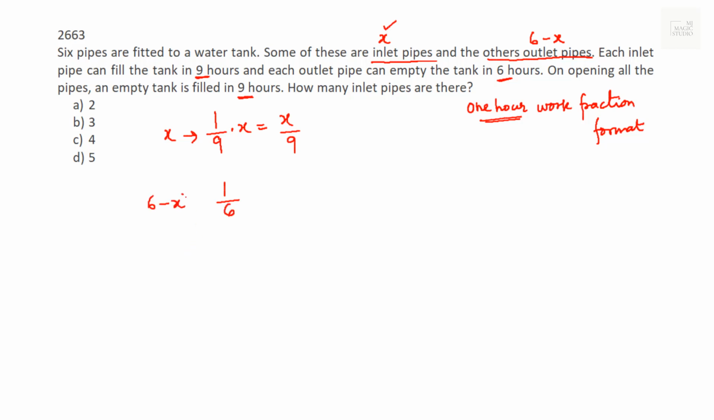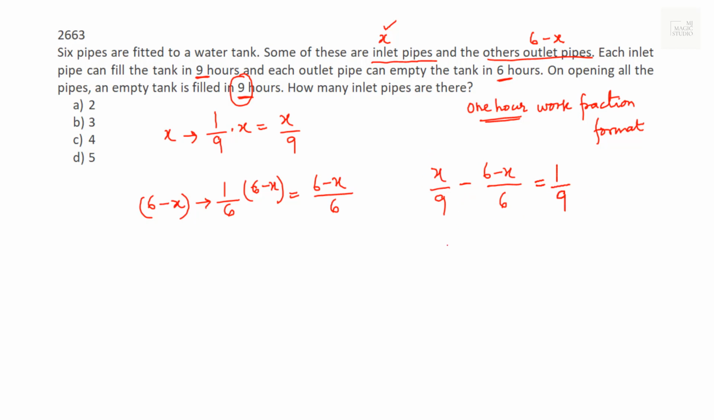And now we have 6 minus X of such pipes. These many pipes would be emptying (6 minus X) by 6th part of the tank in 1 hour. So this is what comes in, this is what goes out. And in 1 hour, thus overall 1/9 of the tank is full, because it's given that when both pipes are working together, the tank is filled up in 9 hours. That means this is equal to 1 by 9.